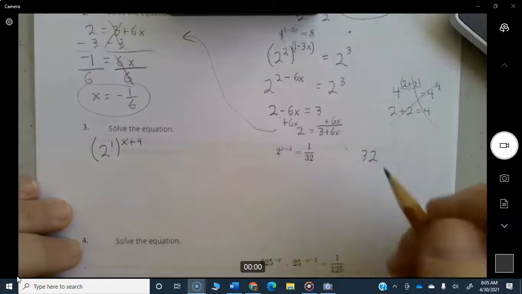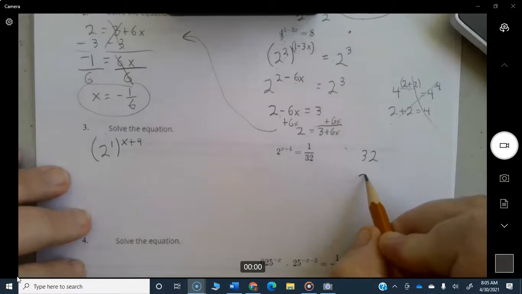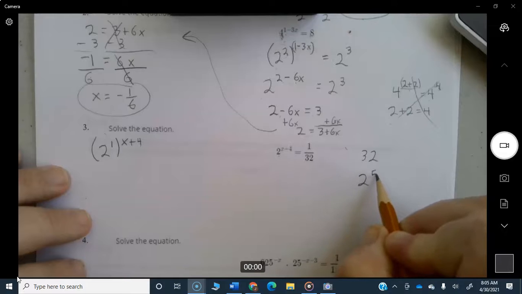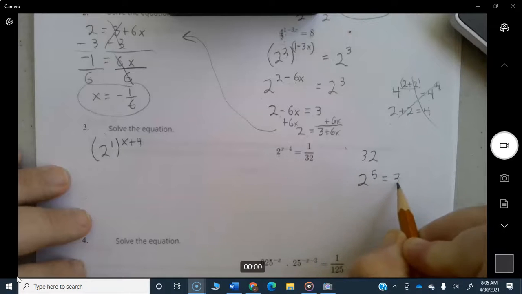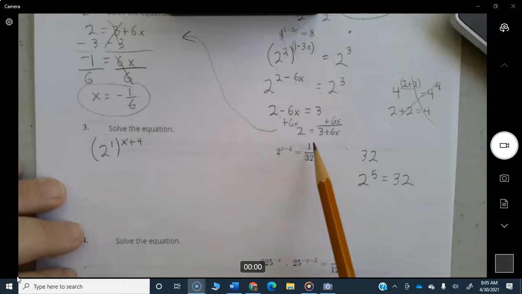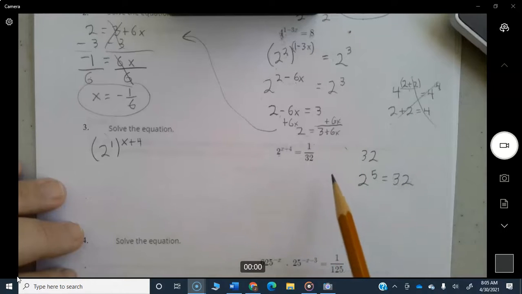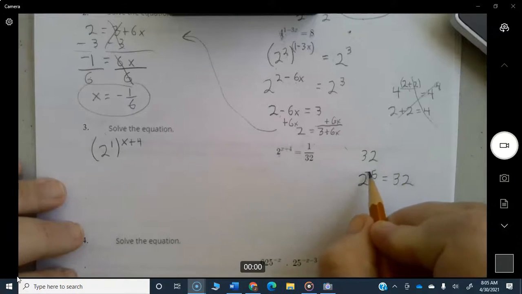Okay. Now 32, is 2 a common base of 32? Yes, it is. 2 to the what? 2 to the 5th power. So 2 to the 5th power equals 32. Alright, but here's the thing. It's not 32, it's 1 over 32. So how do you get a reciprocal? How do you get the number, the 32, instead of being up on the top like this, it's down on the bottom? And that is you make the exponent negative.